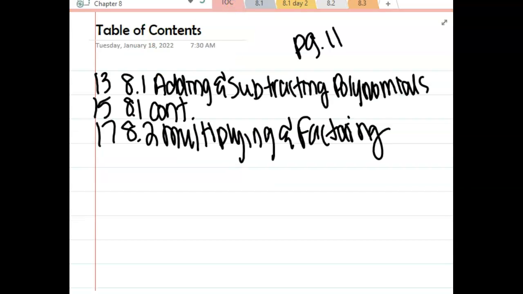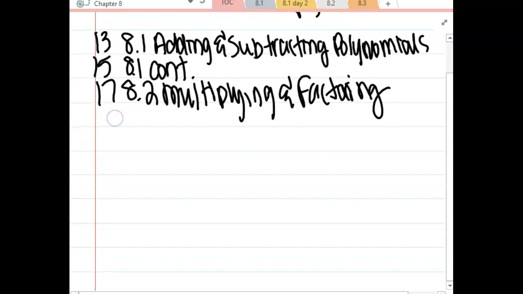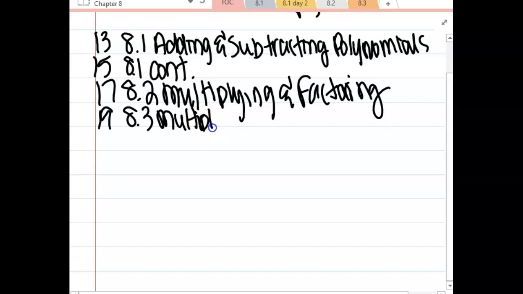Okay, let's get this glued into page 19. This is section 8.3, and we are multiplying binomials.